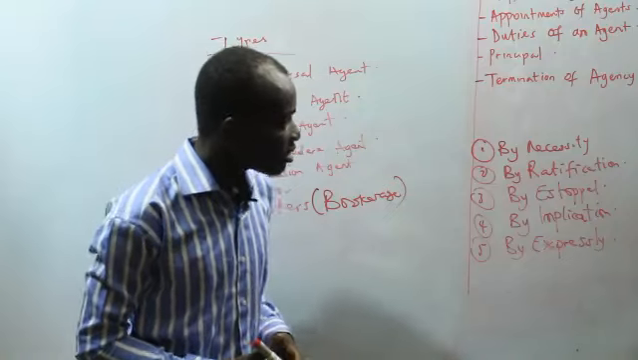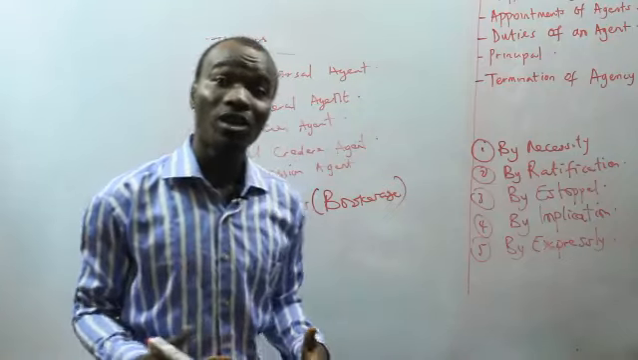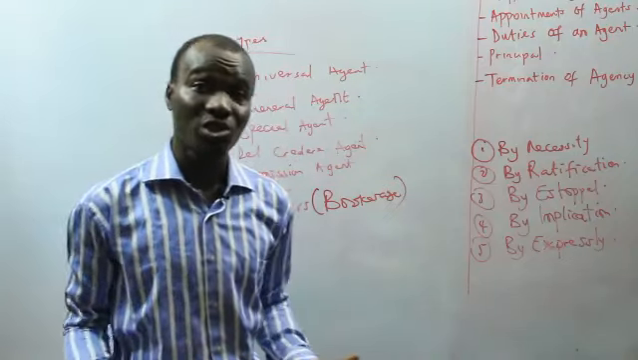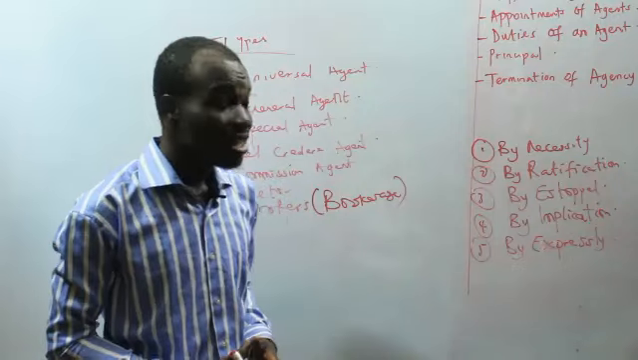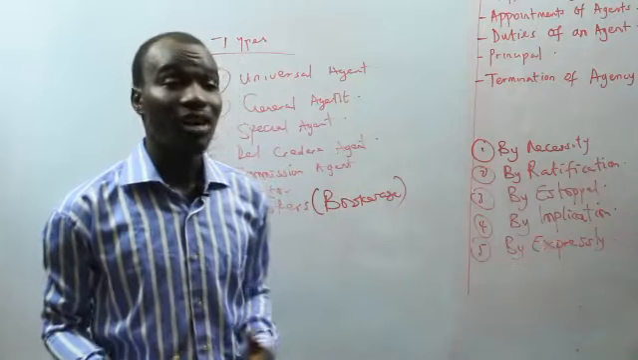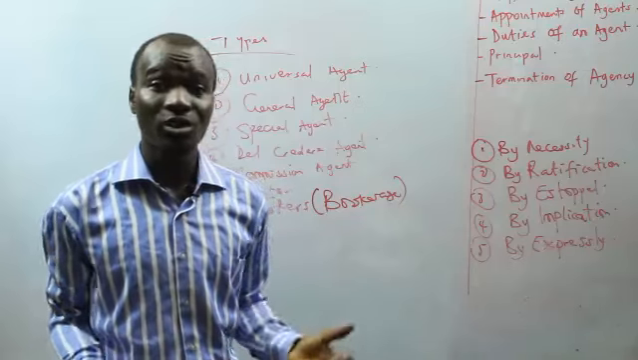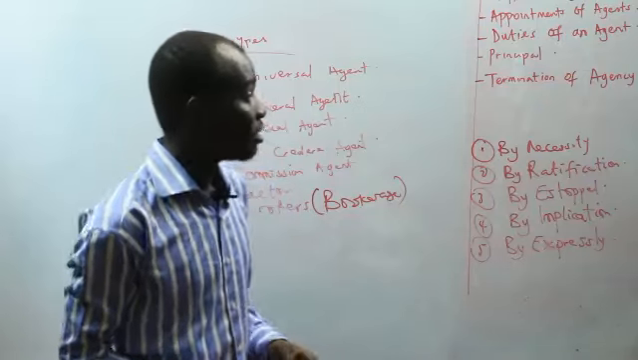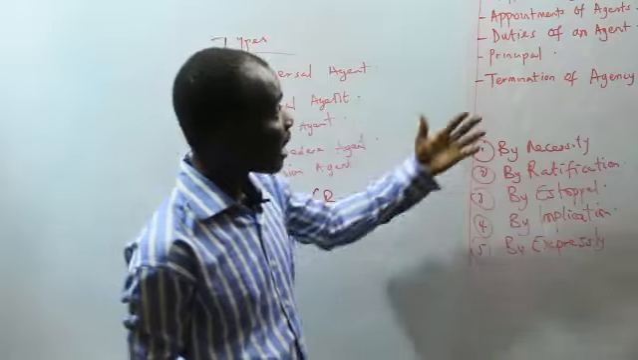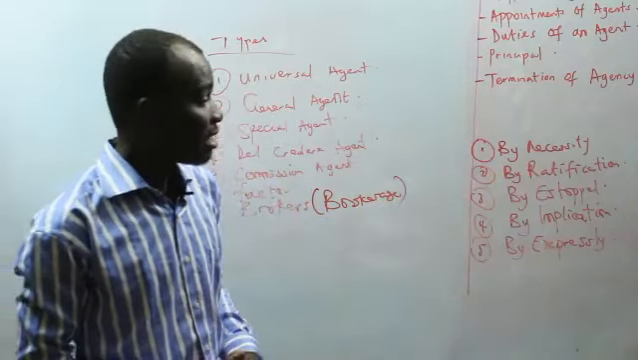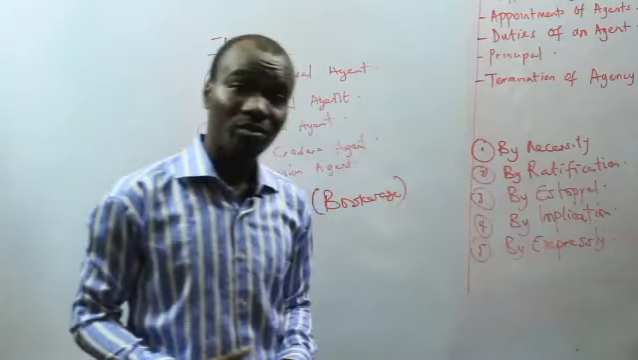So emergency by necessity usually occurs by what? By an emergency situation, and what happens? The party in such an agency has to take recognition of such an agent. So an agent can be appointed by what? By necessity. The next one is by ratification.